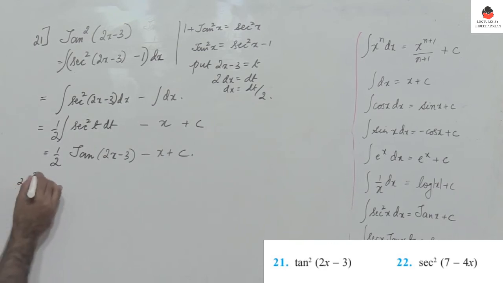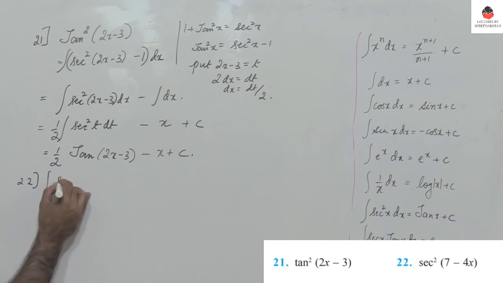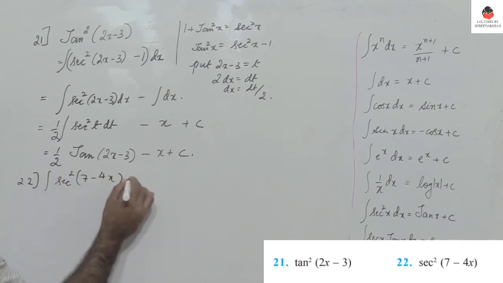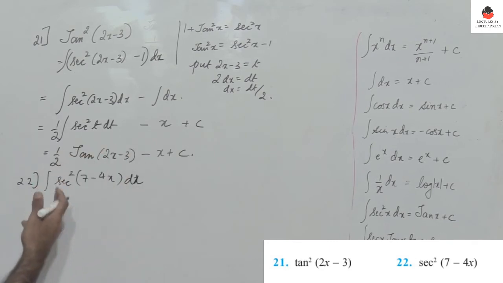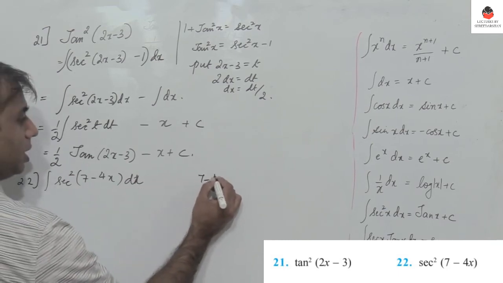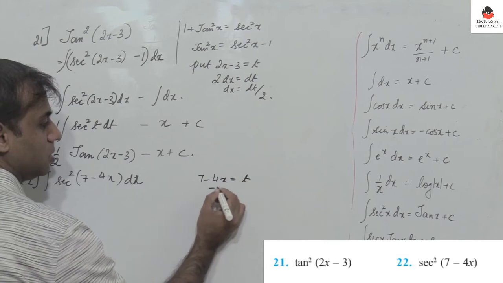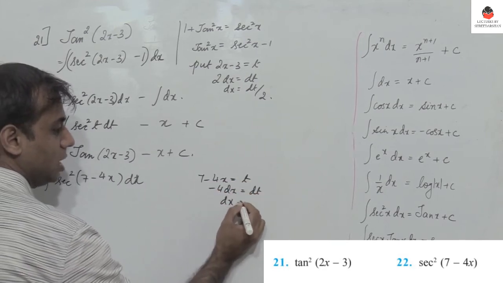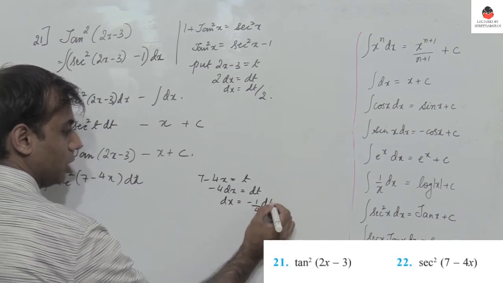22. What is integral secant squared 7 minus 4x dx? So you have secant square. So substitute 7 minus 4x equals t. So minus 4 dx equals dt, or dx equals minus 1 by 4 dt.